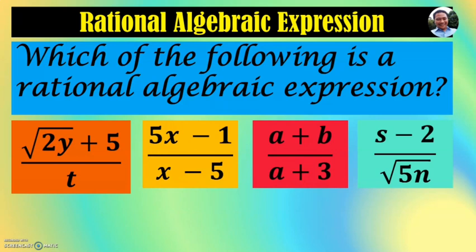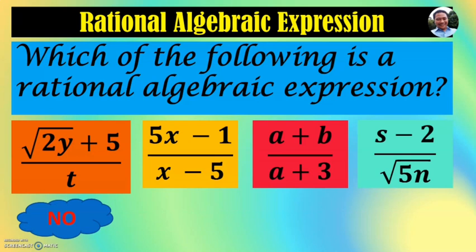Number 1. Square root of 2y plus 5 over t. Is it a rational algebraic expression? No. Why not? That is because there is a variable inside a radical sign. Take note, if there is a variable inside a radical sign, even if the given expression is in fraction form, then it is not a rational algebraic expression.